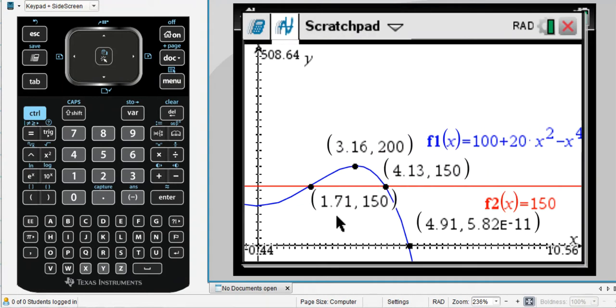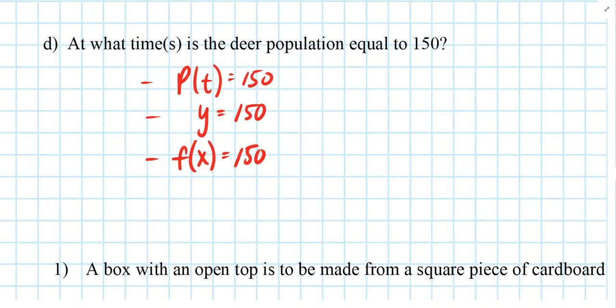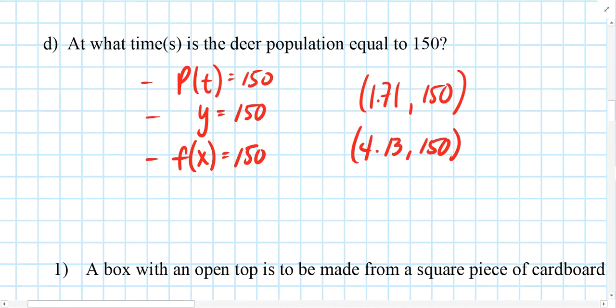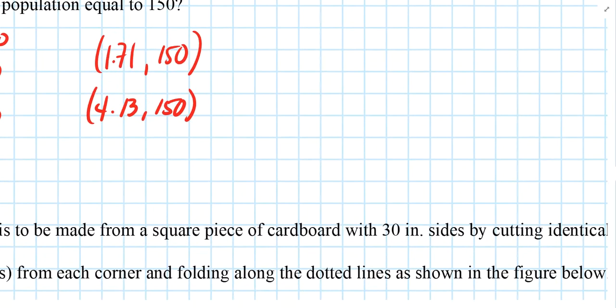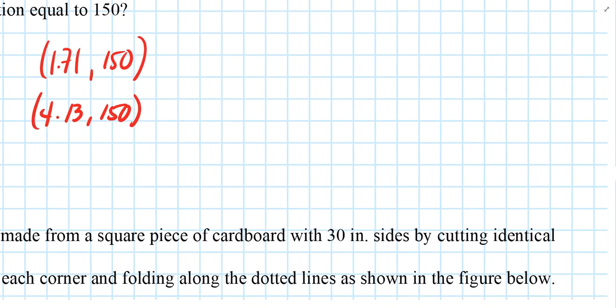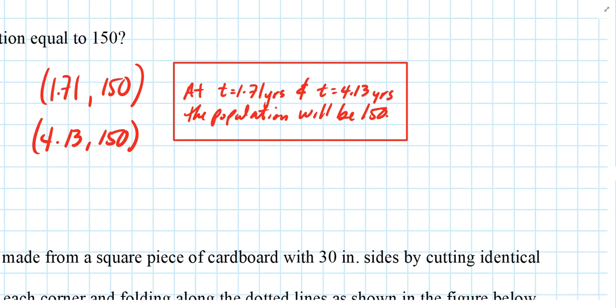So at time 1.71 and at 4.13, the population ended up reaching 150. And so we can answer that with coordinates like this and then a brief description. And we've got a pretty good answer for this particular problem.